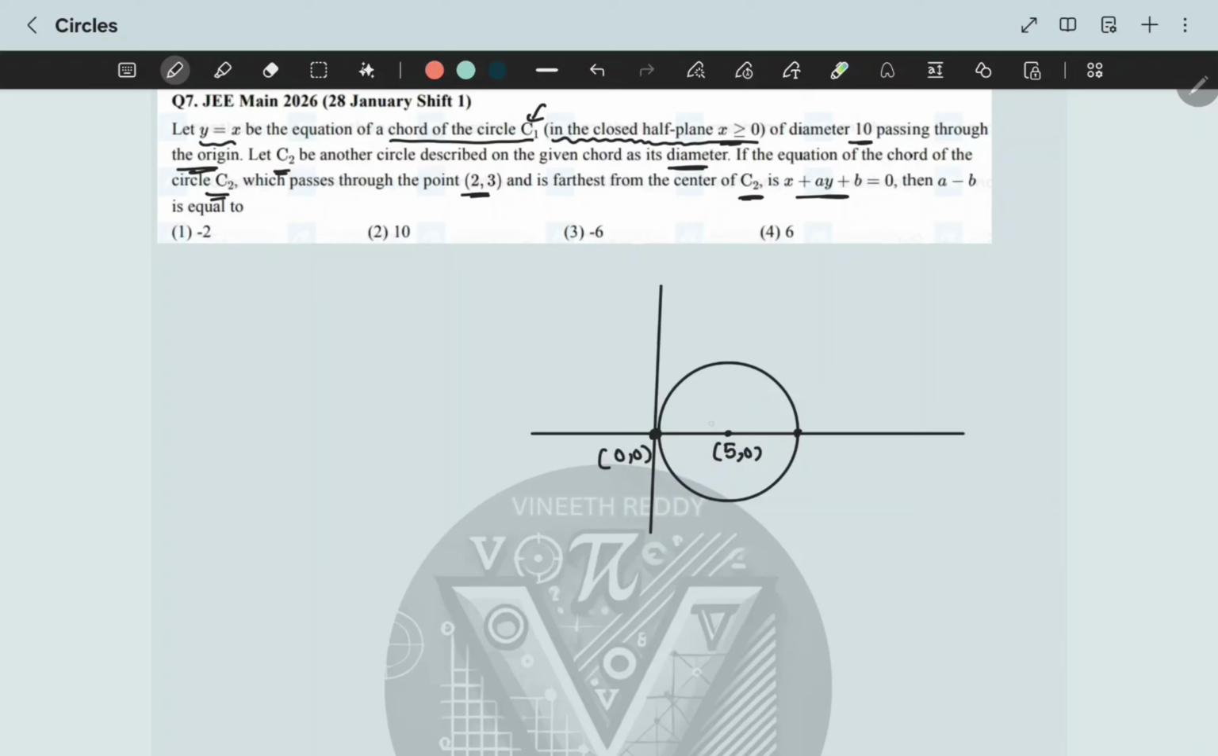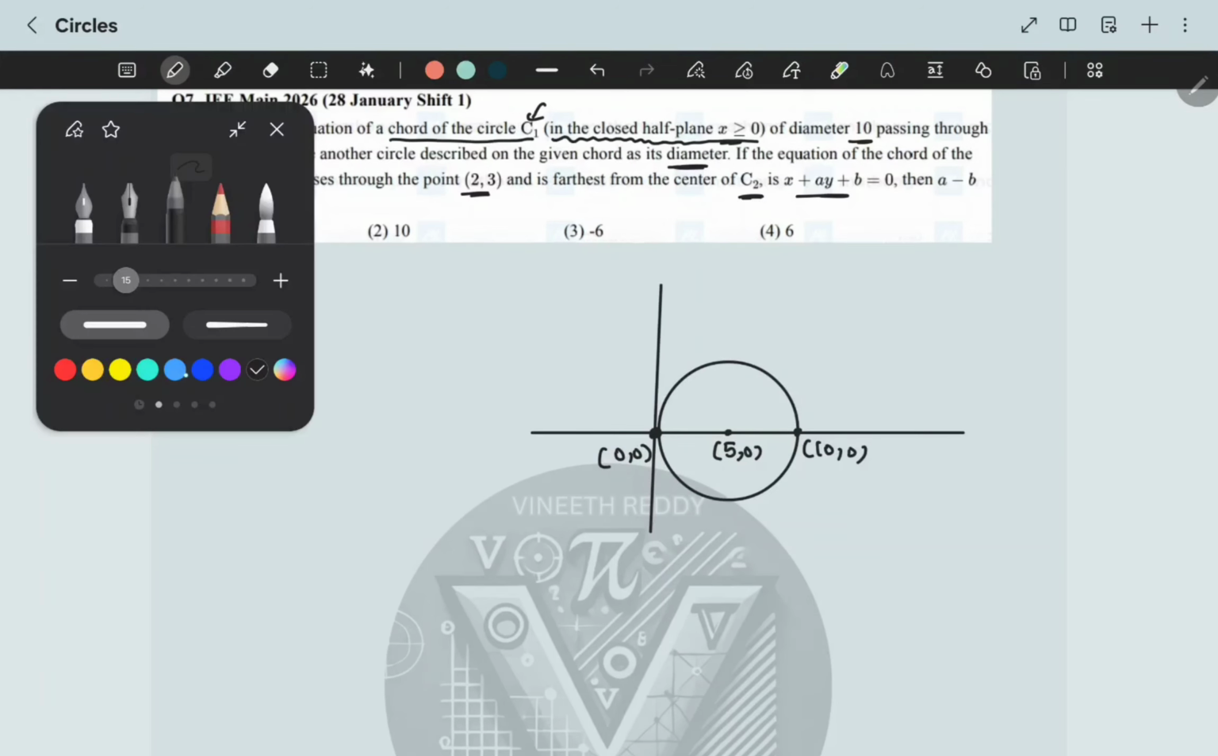If majority of the area of the circle, let us say 50% of the area of the circle is in the first quadrant, 50% of the area is in the fourth quadrant. Let us say 55% of the circle area is in the first quadrant. Then think about it, the circle should intersect the y-axis. That means some portion of it will be in the second quadrant, which should not be the case. So that is why the circle will be in the first as well as fourth quadrant. That's it.